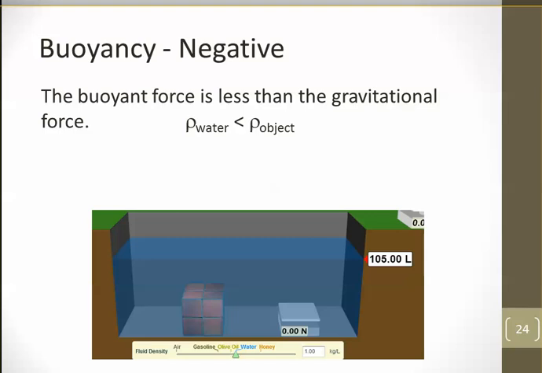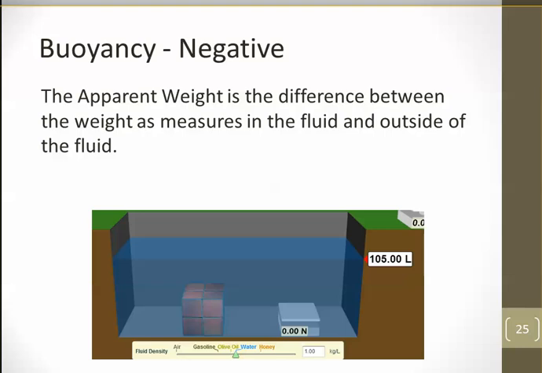We can also have negative buoyancy. The buoyant force is less than the gravitational force. When you work with the simulation, one of the materials you can work with is brick. The density of the water is less than the density of the object. That doesn't mean that there's no effect here. We have the apparent weight.